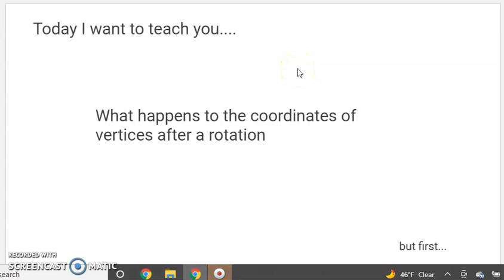All right, now let's talk about what happens to the coordinates of the vertices after a rotation. Yesterday we rotated, today we're going to talk about the coordinates as we have been doing. Make this title on the next free page in your math notebook. After that, do all that stuff you do to get ready to concentrate until it's time to write.